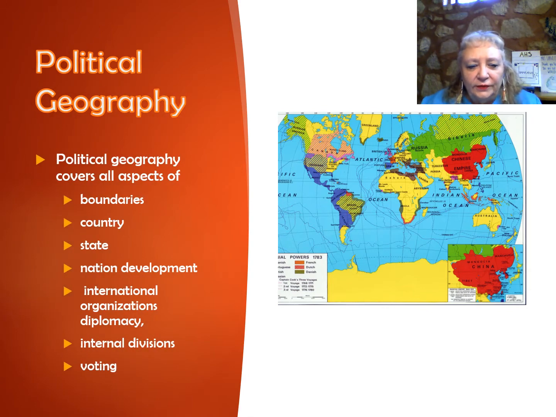So what is political geography? Well, it covers a lot. Amazingly, this is a chapter that I think you might find very interesting. We talk about boundaries, we talk about different countries, we talk about states, we talk about elections, we talk about how these countries came about, how they developed. We talk about some of these international organizations like the United Nations. We look at these political problems that are endemic in some countries, divisions, and we look at, like I said, electoral politics, voting.